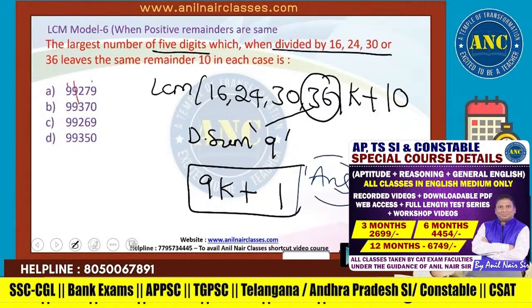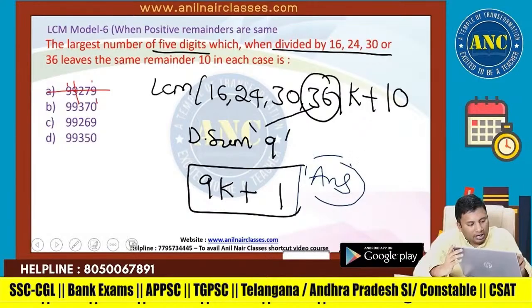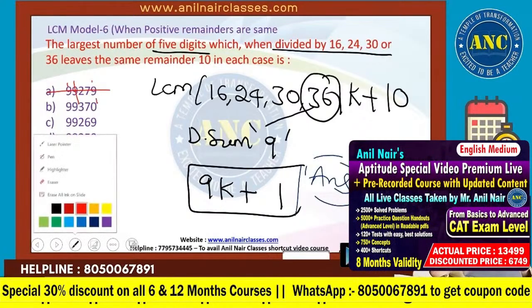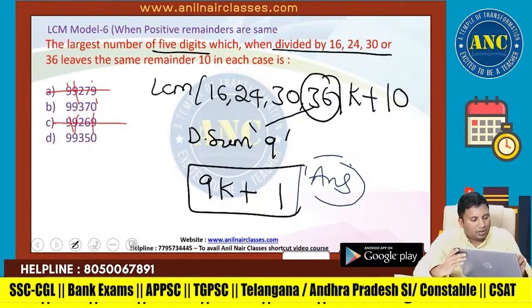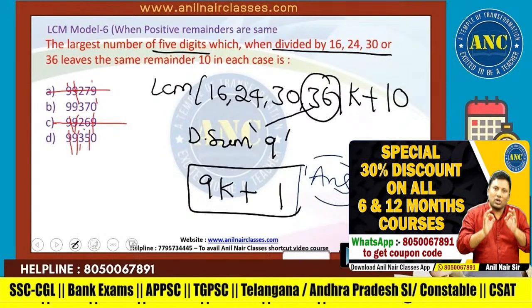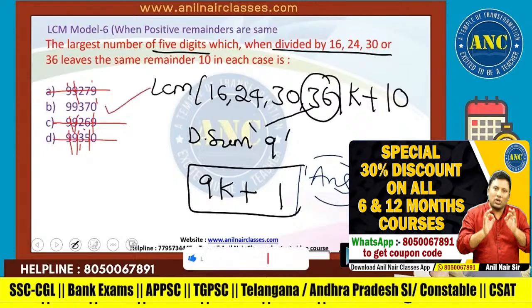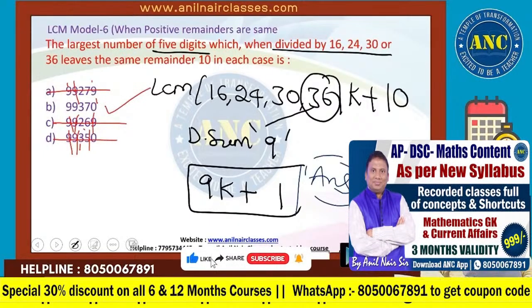9, 9, 9. 2 plus 7, 9. Out. 9, 9, 9, 8. Not possible. Only possibility is 99370.